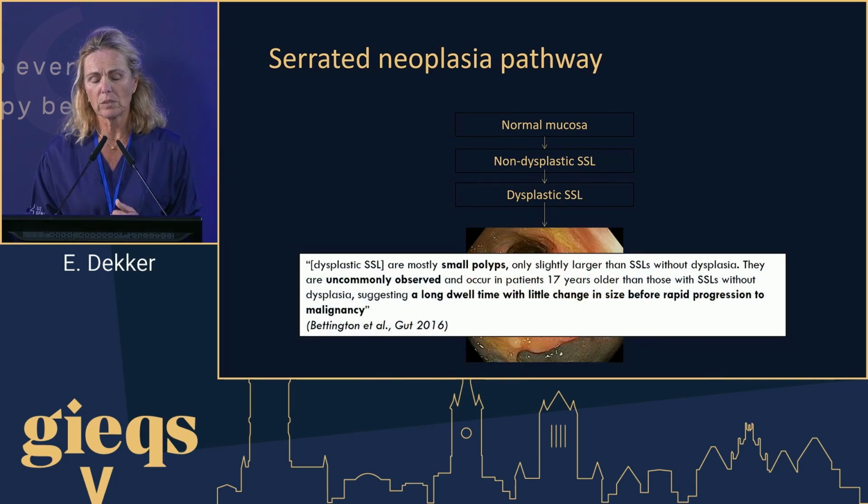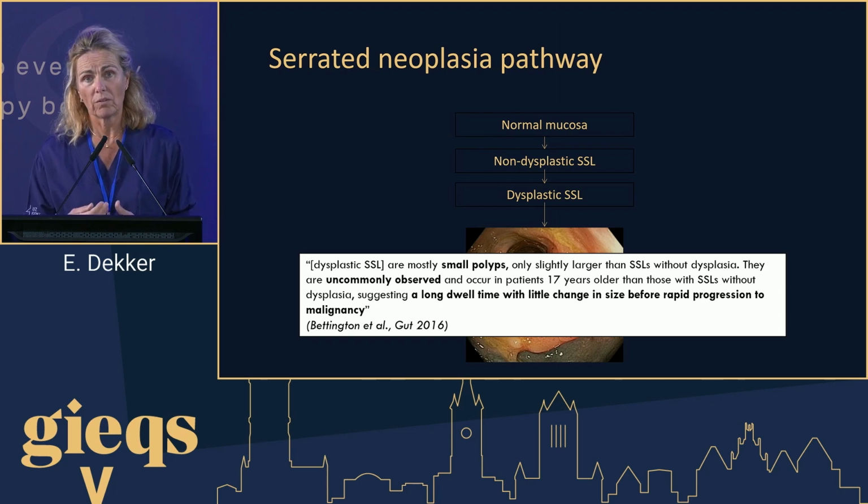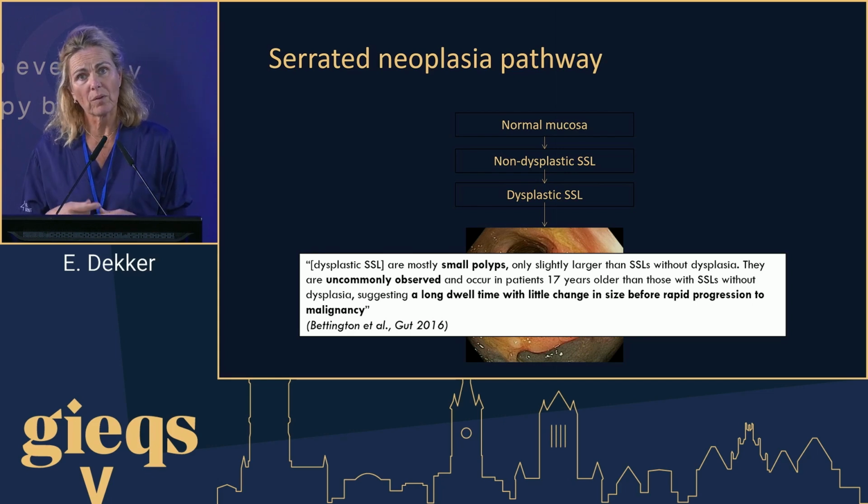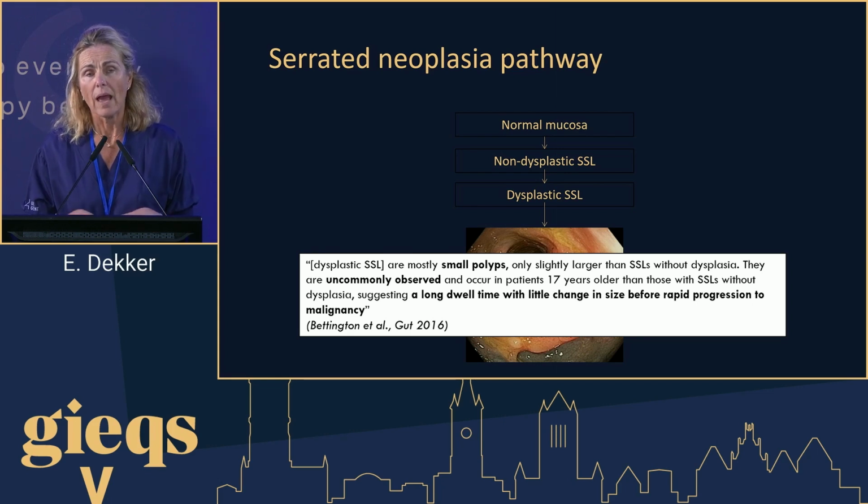And that is important because we know that those lesions, once they are dysplastic, probably have a short dwell time towards colorectal cancer. Looking at historical data, you can see that at different ages people have SSLs, so they don't seem that much related to age, but at an older age they seem to progress further to cancer. And once they have that dysplastic tissue, they might rapidly progress to cancer.